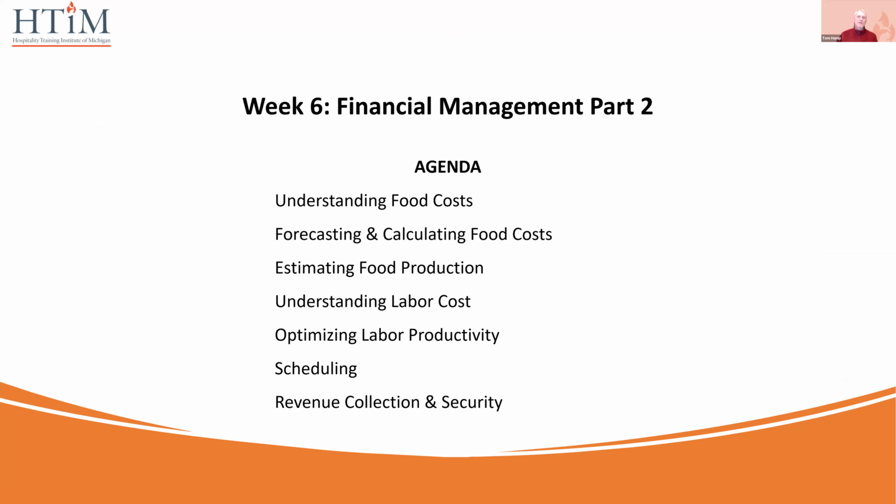So the agenda for week 6: understanding the food costs, obviously forecasting and calculating those food costs, estimating our food production, big time there. Certainly we want to understand our labor costs. It's a big part of it. Optimizing labor productivity for the people that we have in the dining rooms, front of the house, back of the house, and making sure we have the right people in the right spots. Scheduling overall, and then revenue collection and security going forward. Questions here?